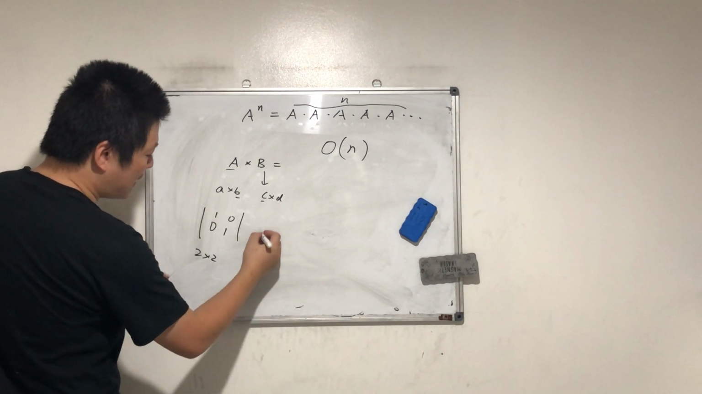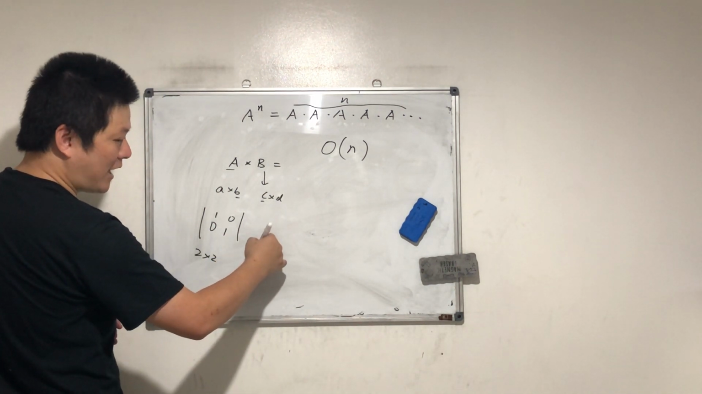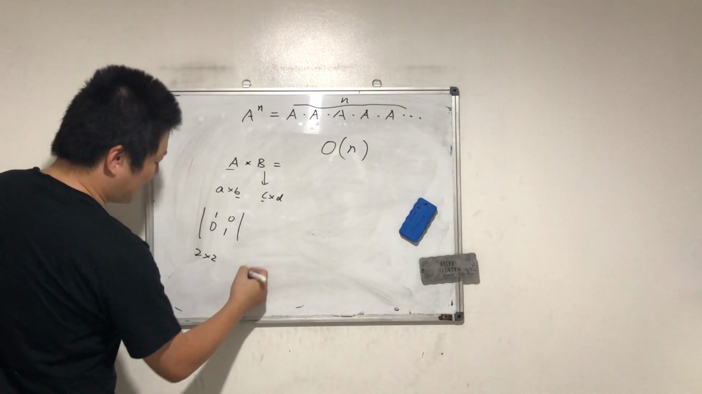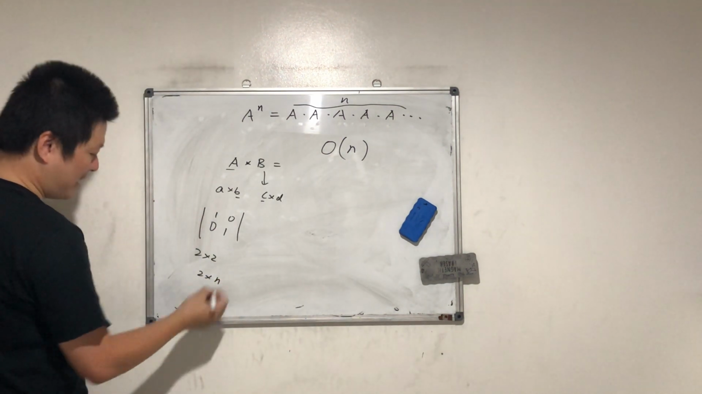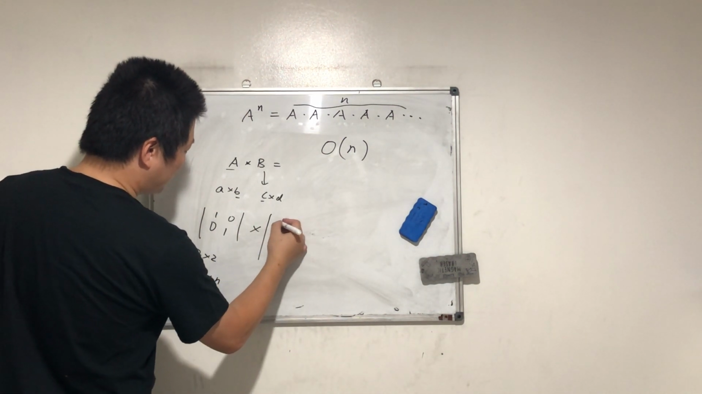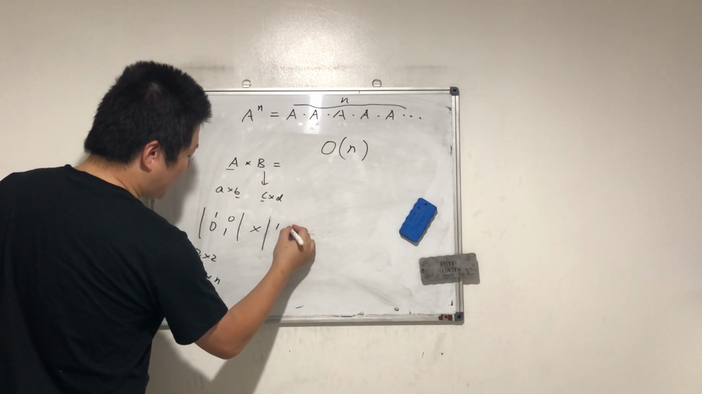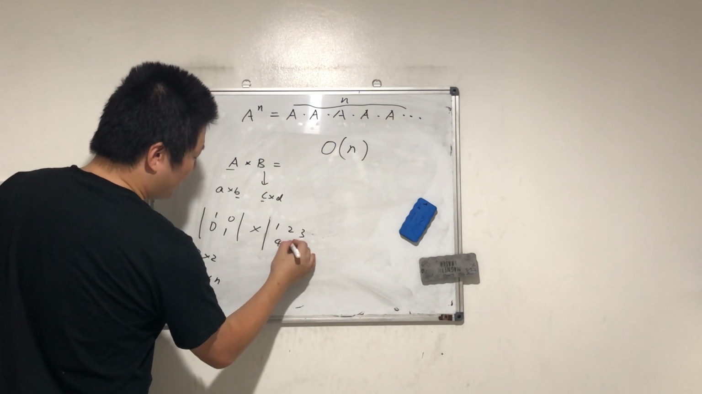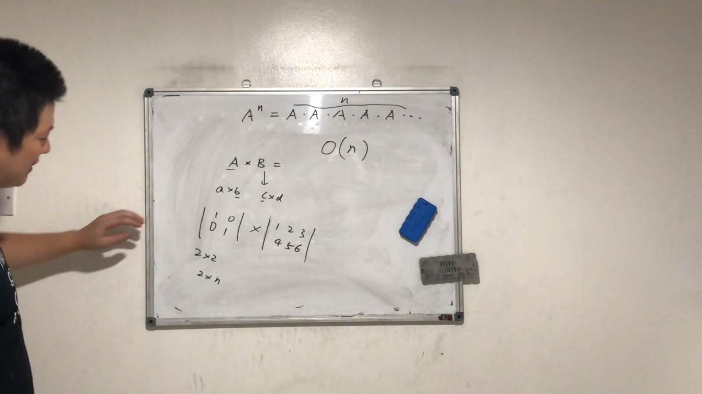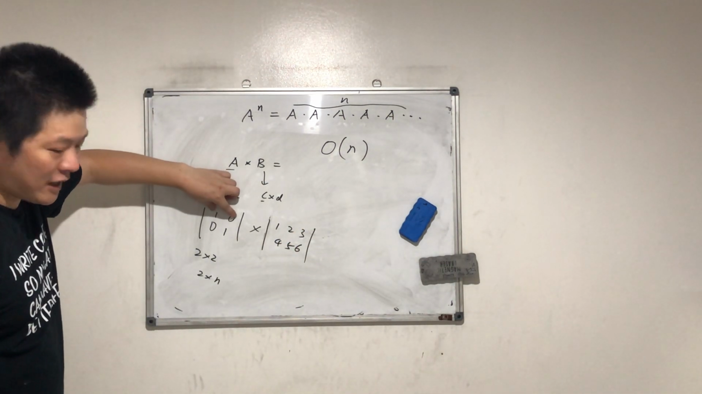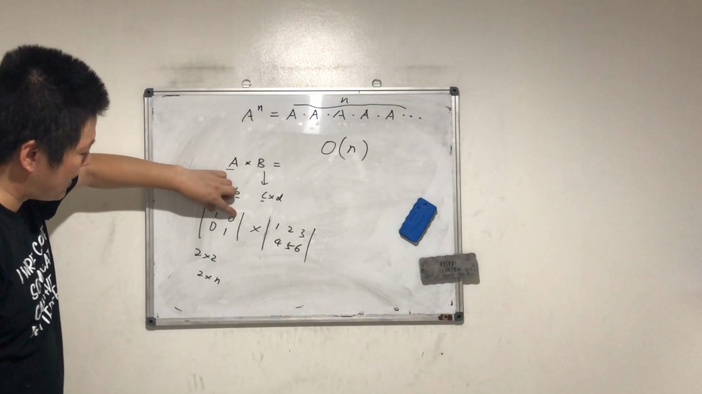So for example, if this matrix, 1, 1, 0, 0, is 2 times 2, we can multiply it by any matrix which has 2 rows and any number of columns. So it could be 2 times n columns. So let's say we multiply by a matrix with 2 rows and 3 columns: 1, 2, 3, 4, 5, 6. We can multiply them together. So how do we do this? We can do the dot product.